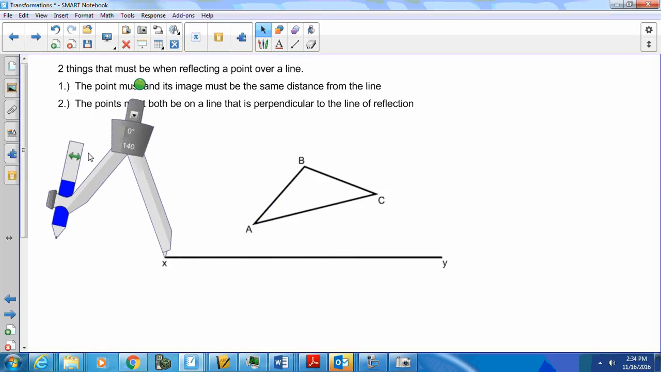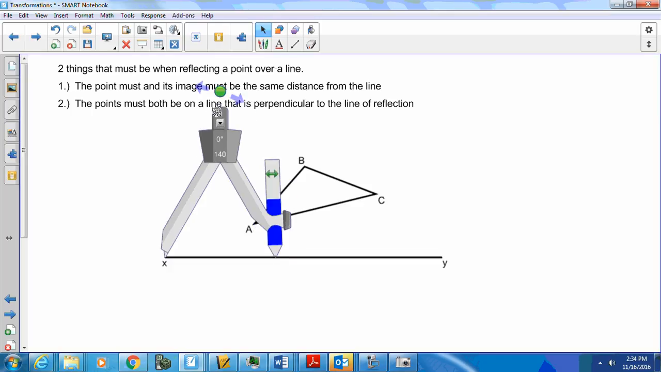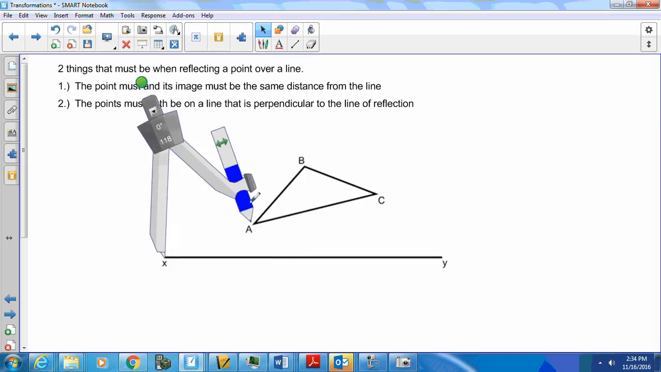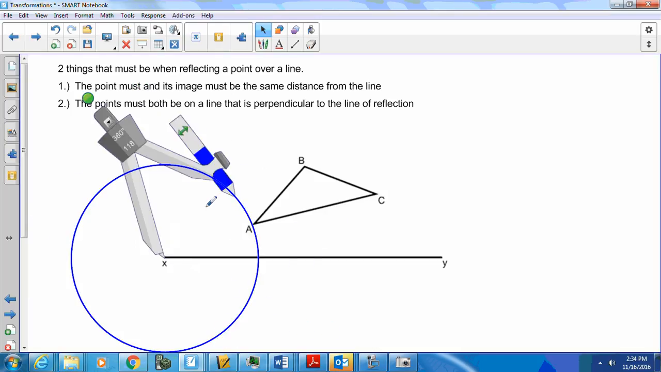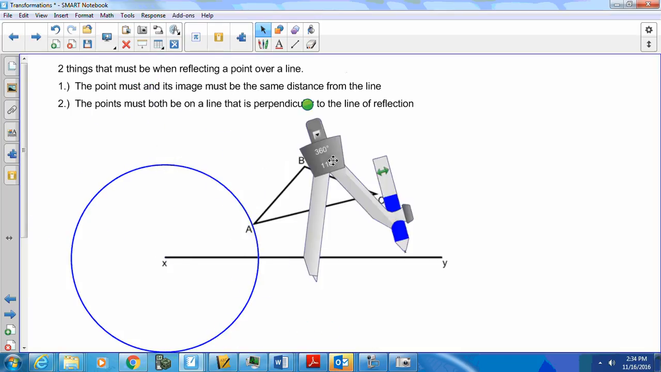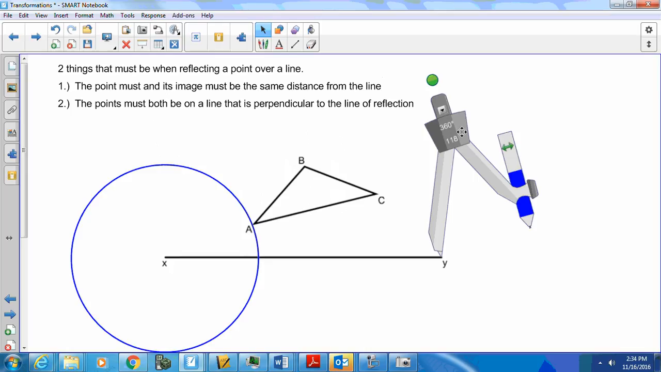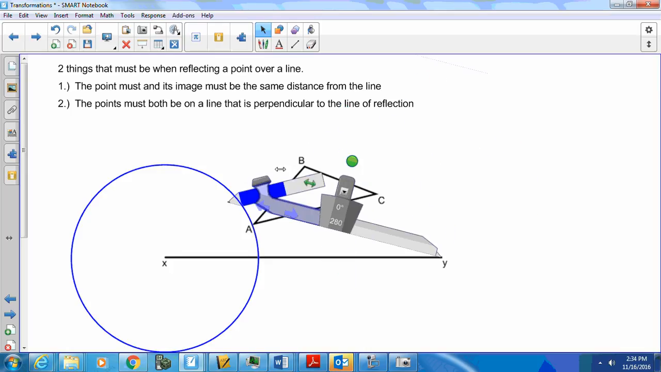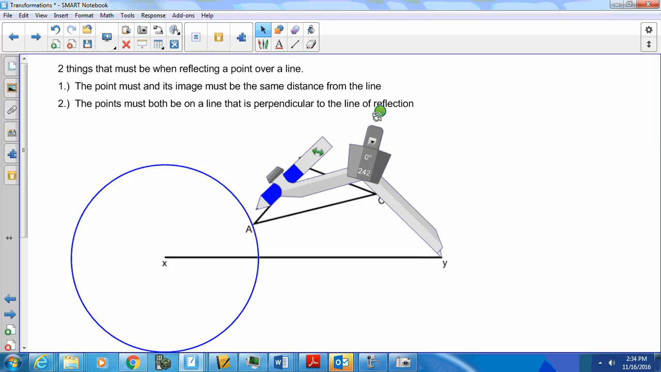Okay, so again, he made the center point the end of the line of reflection. Then he made the other end point the center of a circle that opened up to that same point.